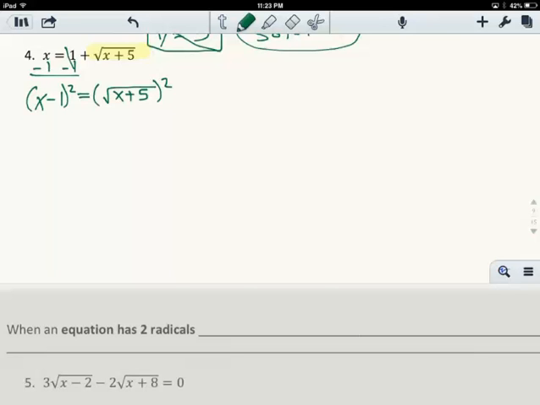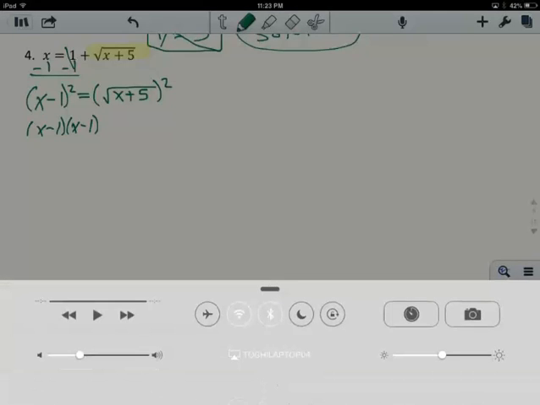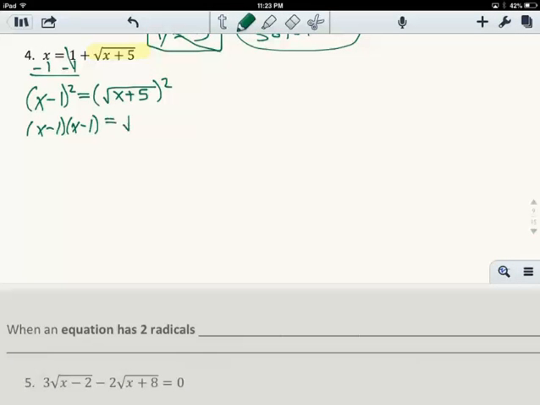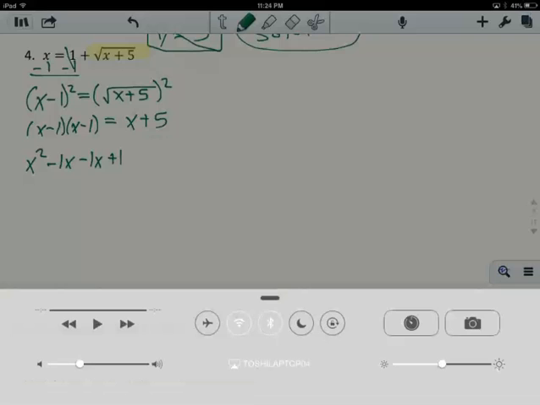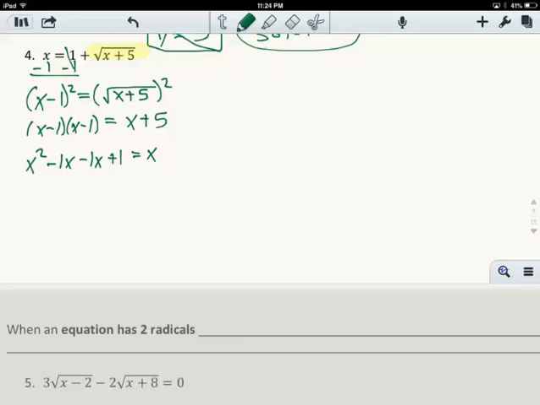So now we actually have x minus 1 squared, or x minus 1 times x minus 1, equals x plus 5, because the squared and the square root will cancel out. Over on the left here, we're actually going to have to FOIL that out. So we'll have x squared for our firsts, minus 1x for our inners, minus 1x for our outers, and plus 1 for our lasts, equal to x plus 5.